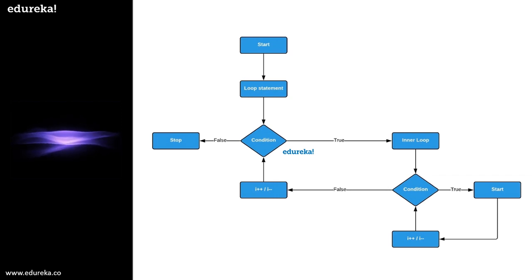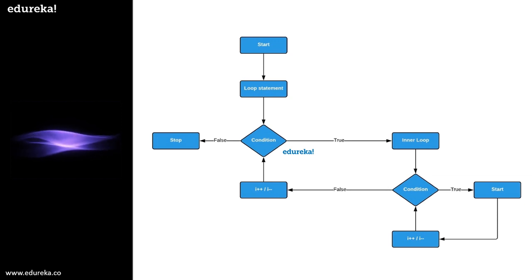Once the condition is true, the control flow will enter into the inner for loop, and inside the inner for loop, it will encounter a condition statement. If the condition is true, then the control flow will start to execute a set of statements which are present inside the inner for loop. Once the statements are executed, it will enter into the increment or decrement statements. Once the increment or decrement is done, the control flow will again enter into the condition statement and check if the condition is true or not.